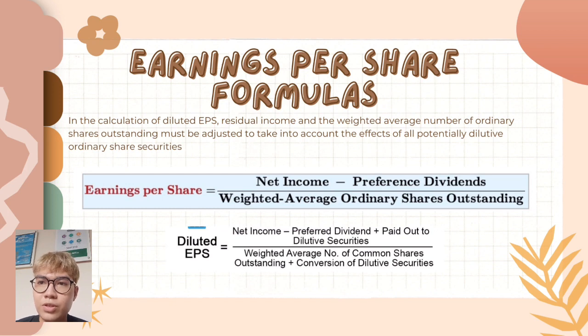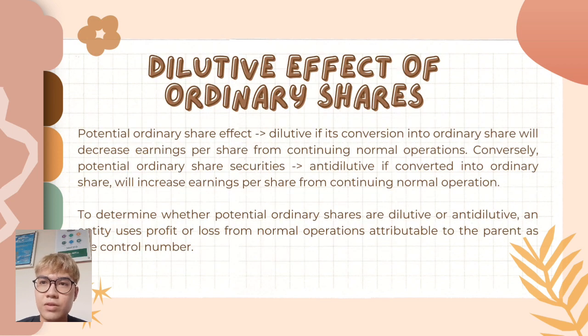The first one is basic earnings per share, and the second one is diluted EPS, which is net income minus preferred dividends paid, plus adjustments for dilutive securities, divided by the weighted average number of common shares outstanding plus conversion of dilutive securities, and the dilutive effect of ordinary shares.